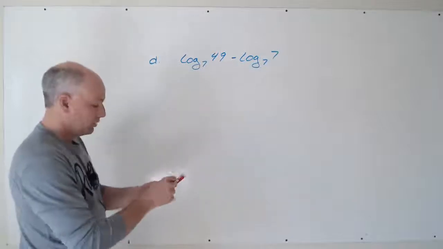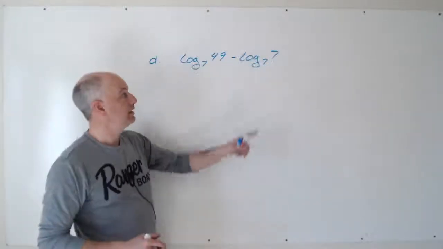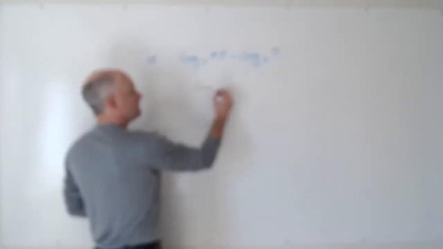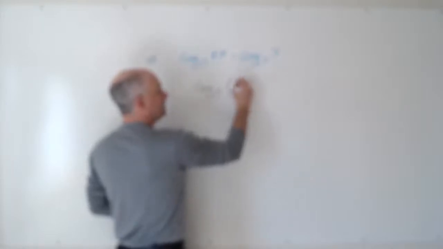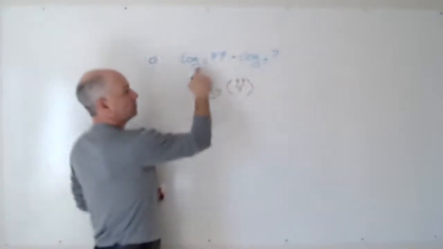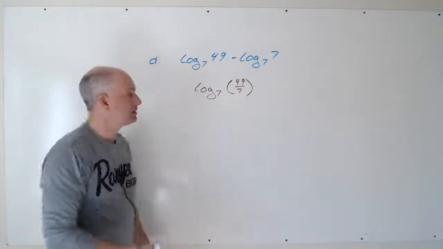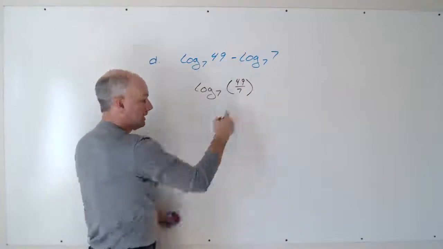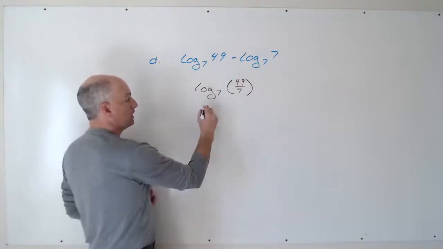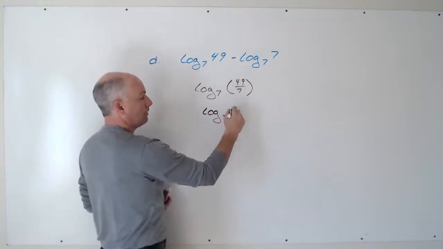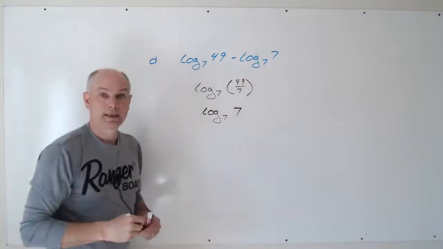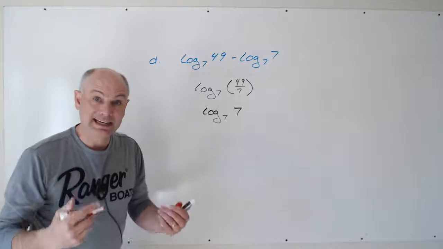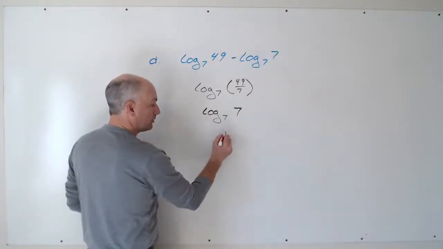In this case, we could rewrite log base 7 of 49 minus log base 7 of 7 as log base 7 of 49 divided by 7. So again, because I'm doing the subtraction of logarithms of same base, I can write it as the log base 7 of the division. Now I'm going to perform the division. So we get log base 7 of 49 divided by 7, which is 7. So you'll notice in this particular case, log base 7 of 7, we should recognize that property as 1.